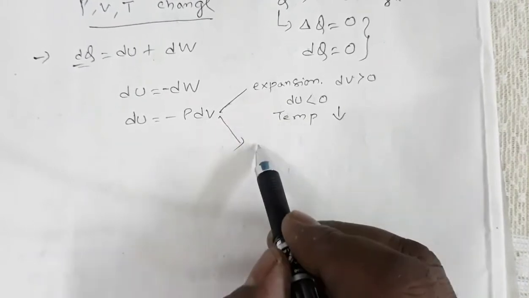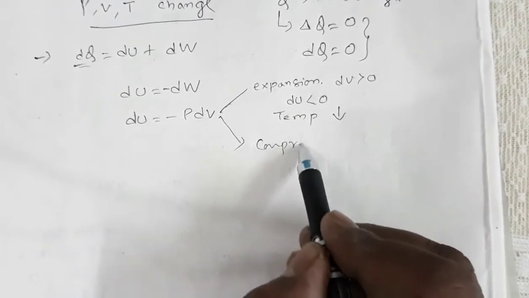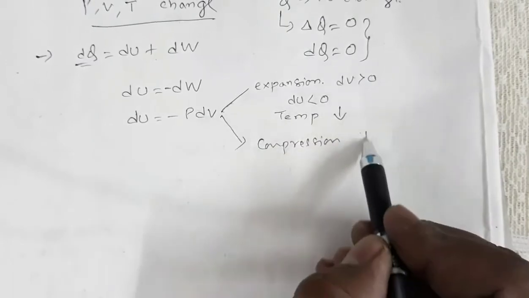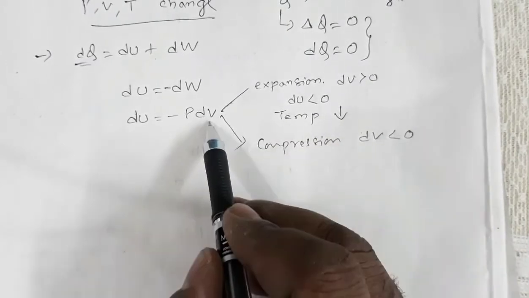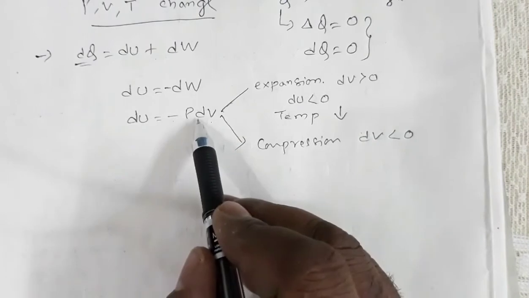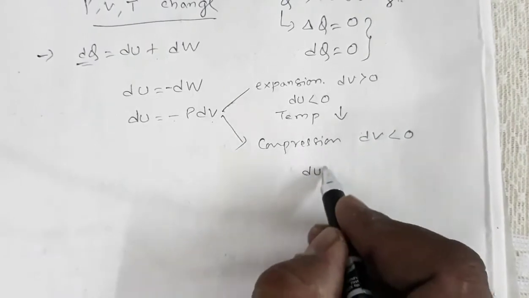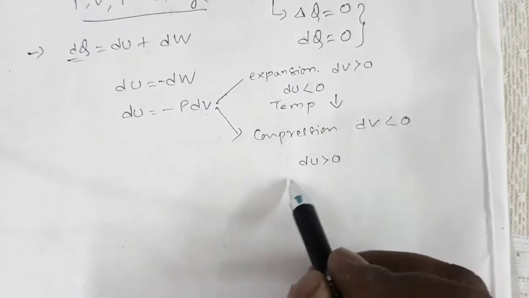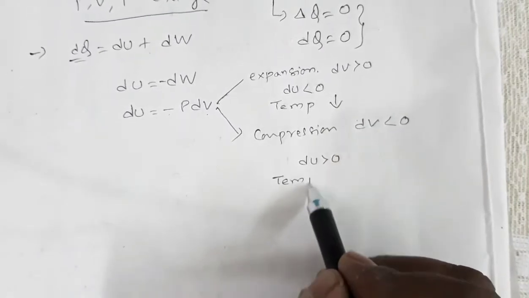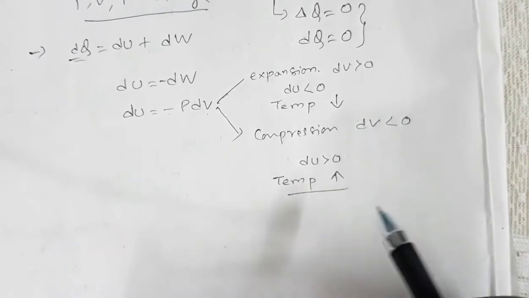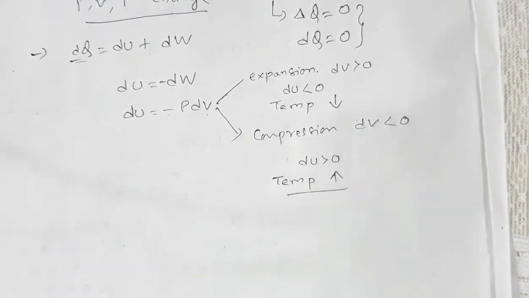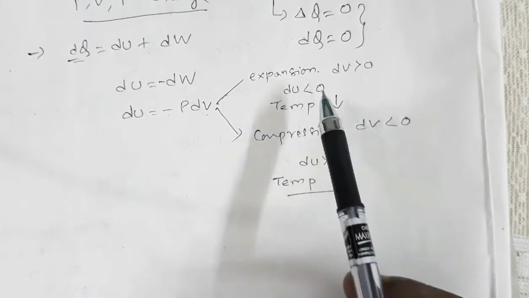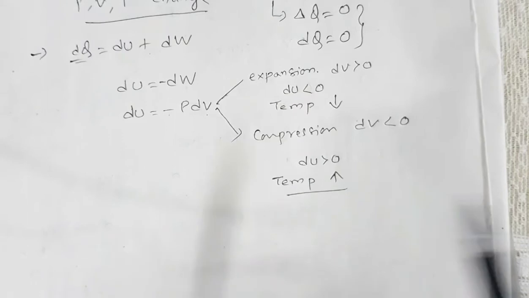Now see what happens in adiabatic compression. Volume will decrease, so dV is negative. Now if dV is negative, this minus minus cancels out, so we have dU is positive. That means internal energy of the system will increase. Now if internal energy of the system is increasing, that means temperature of the system will increase. So in adiabatic compression, the temperature will increase. In adiabatic expansion, the temperature will decrease.